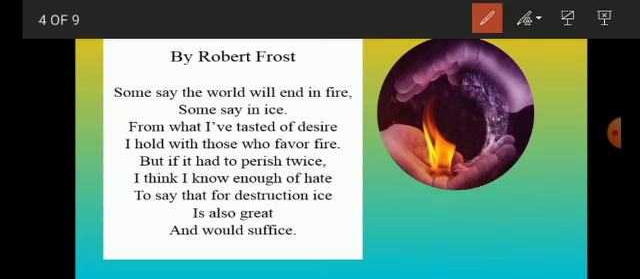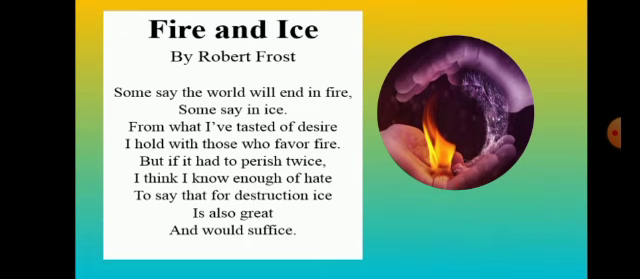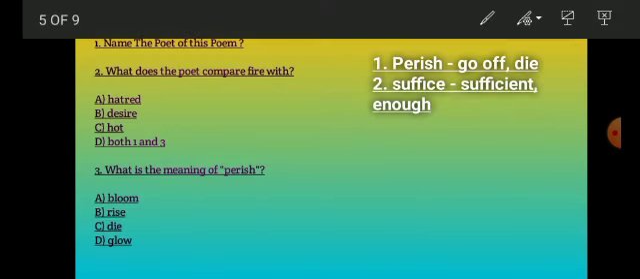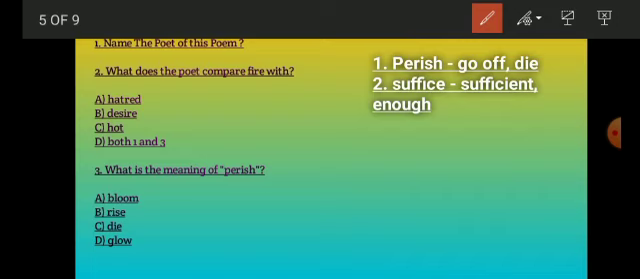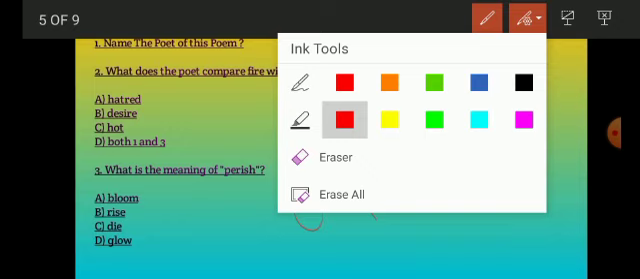I guess this is clear for all of you. I guess the poem's explanation was very clear, and I hope so. So let me move on with the next slide. So let us see some questions related to this poem so that we can check our knowledge regarding this poem. So I have 3 questions for you guys, so you can just try these out. These questions are very simple, so please try them out.